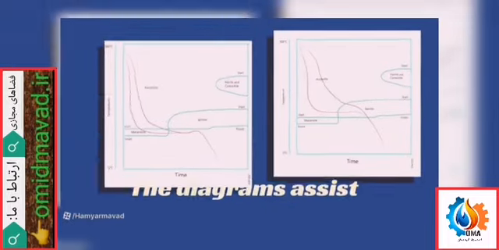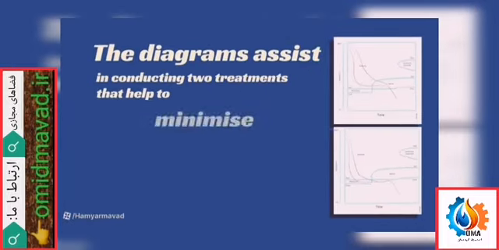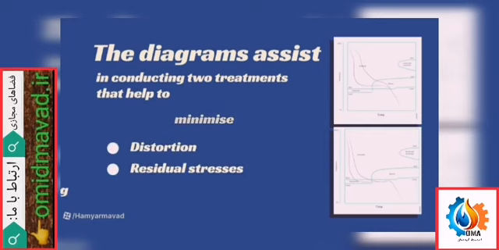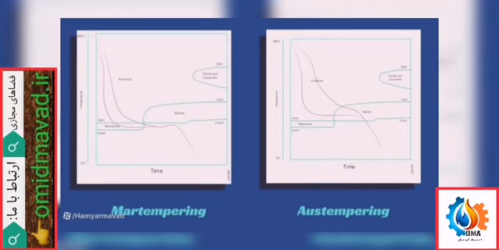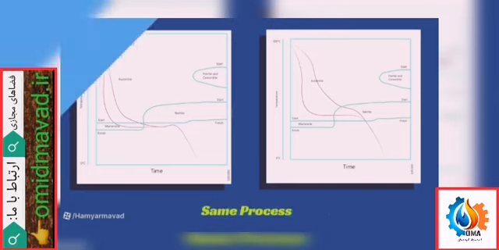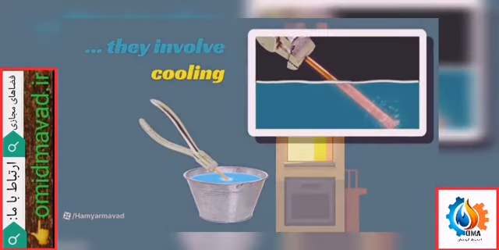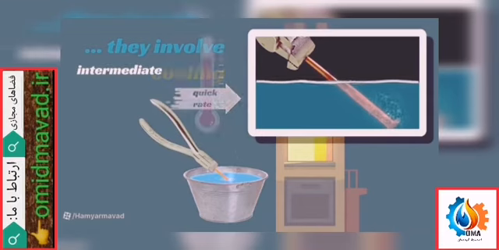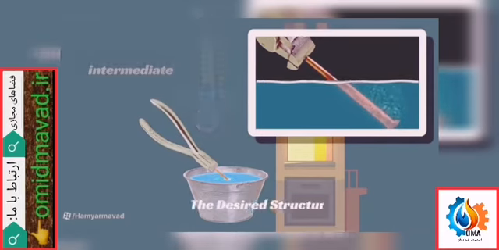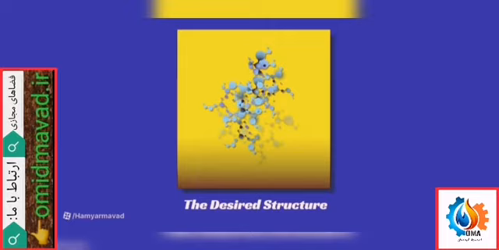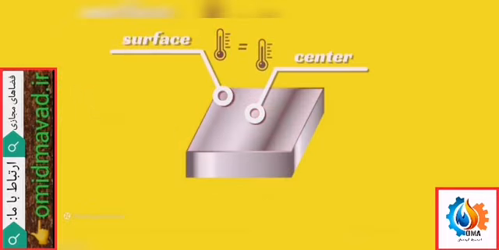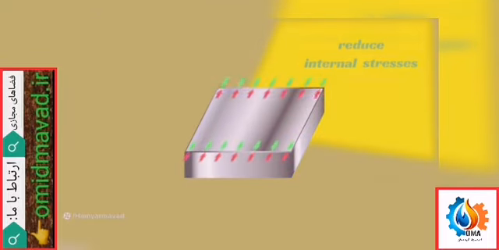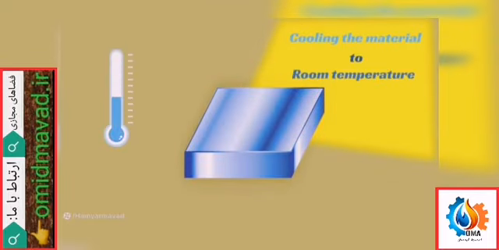The diagrams assist in conducting two treatments that help to minimize distortion, residual stresses, and risk of cracking. These are called martempering and austempering, and they are essentially the same process. They involve cooling at a sufficiently quick rate to an intermediate temperature to form the desired structure, holding to enable the temperature at the center to equalize with the surface to reduce internal stresses, and then cooling the material to room temperature.